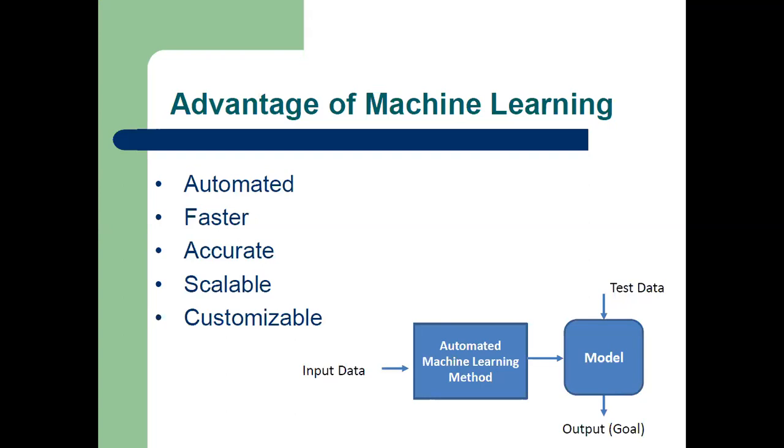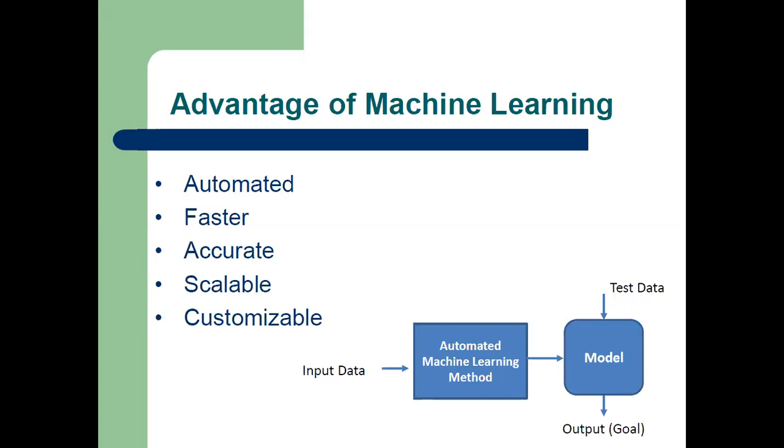The third advantage of machine learning models is accuracy. Machine learning methods are automated, therefore they can run longer on more and more data to make more accurate decisions. The fourth advantage is that the same machine learning methods can be used to solve different problems. Machine learning methods can easily handle an increase in the size of input data, and thus they are scalable.